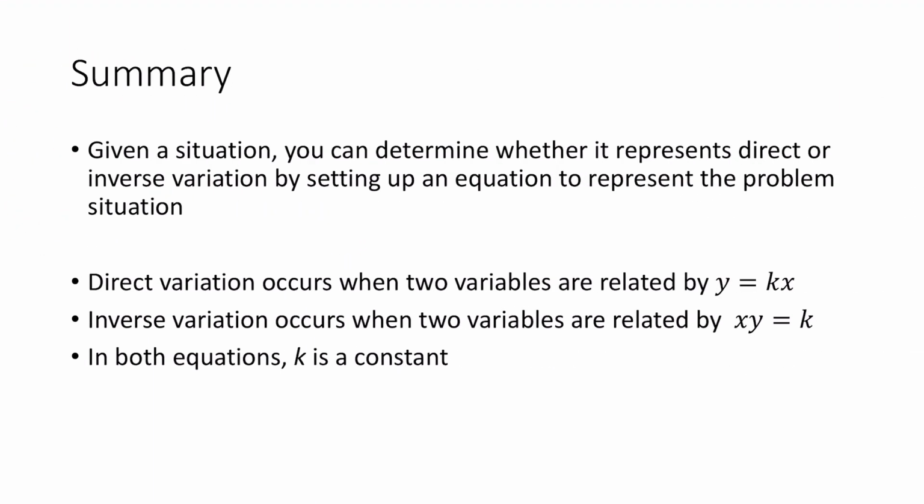So in summary, given a situation, you can determine whether it represents direct or inverse variation by setting up an equation to represent the problem situation. Direct variation occurs when the two variables are related by y equals kx. Inverse variation occurs when the two variables are related by xy equals k, which remember can be rewritten as y equals k over x. In both equations, the value of k will be a constant.